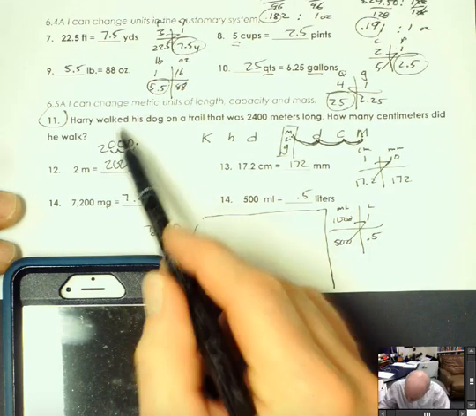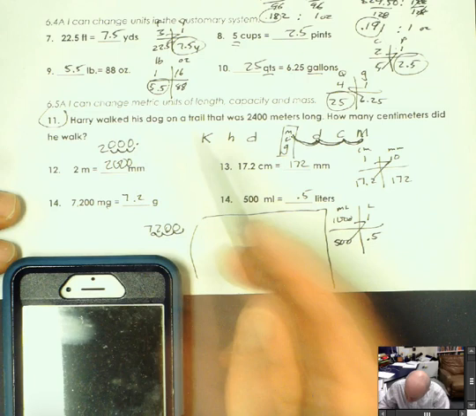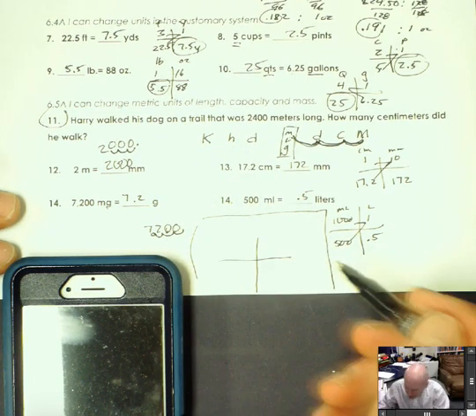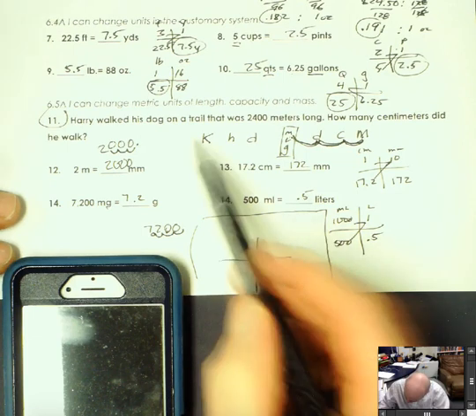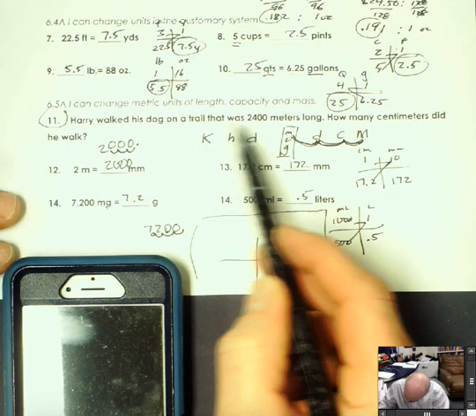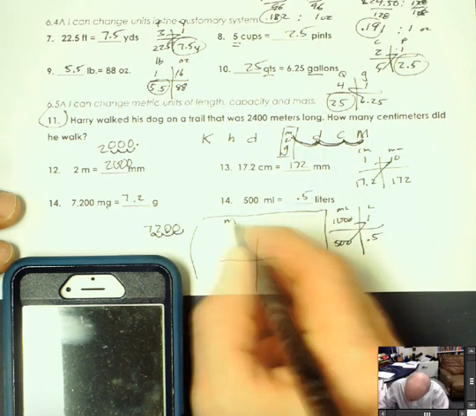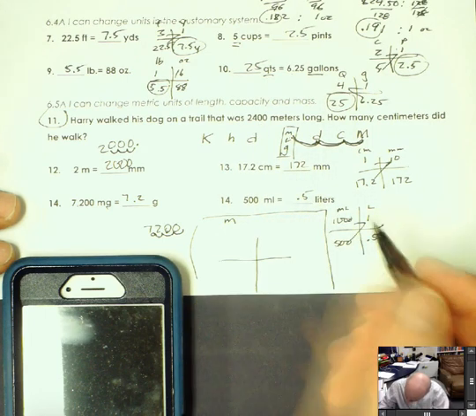Harry walked his dog on a trail that was 2,400 meters long. I'm going to go ahead and make myself a little box here. I know I'm going to need it. So I know I'm going to be dealing with meters. And how many centimeters did he walk?